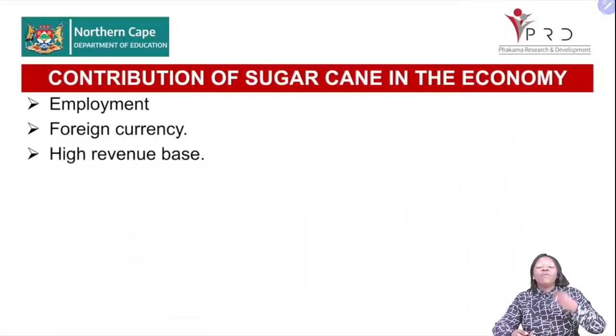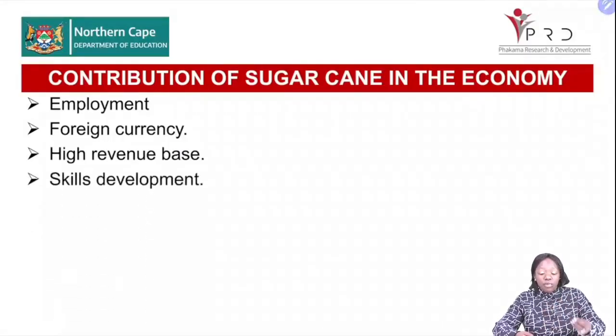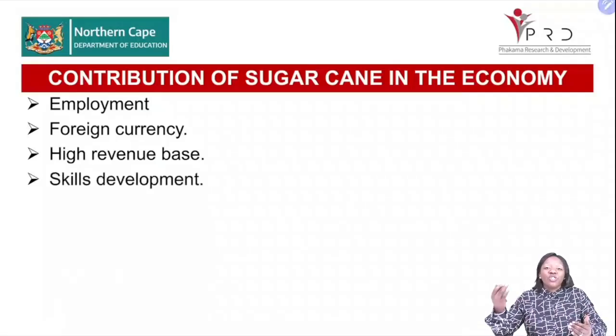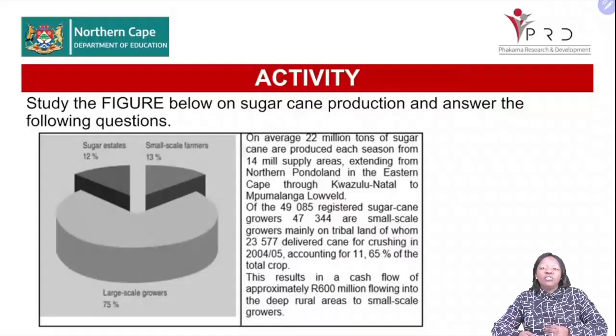It means there will be more money coming into the country, and the GDP will also be growing. And we're looking at skills development. There are people who are hired in the sugarcane industry, and they are trained to use certain equipment, or tractors, or certain machines. Therefore, those people are gaining skills. So there is skills development in terms of sugarcane. That is what it is contributing to our South African economy.